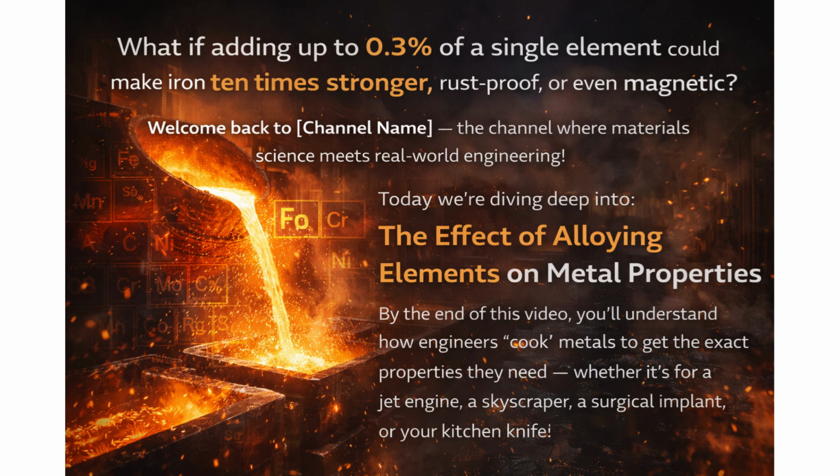Today, we are diving deep into one of the most important concepts in metallurgy, the effect of alloying elements on metal properties. By the end of this video, you'll understand exactly how engineers cook metals to get the exact properties they need, whether it's for a jet engine, a skyscraper, a surgical implant, or your kitchen knife.